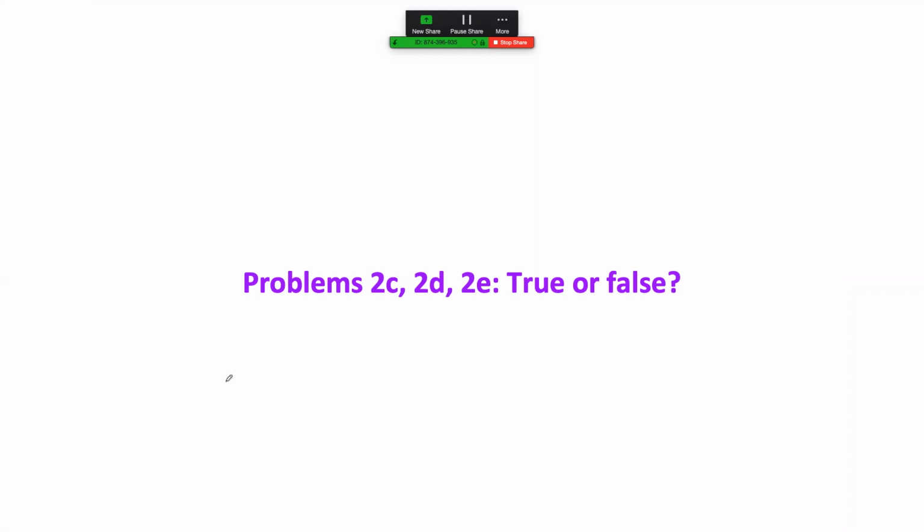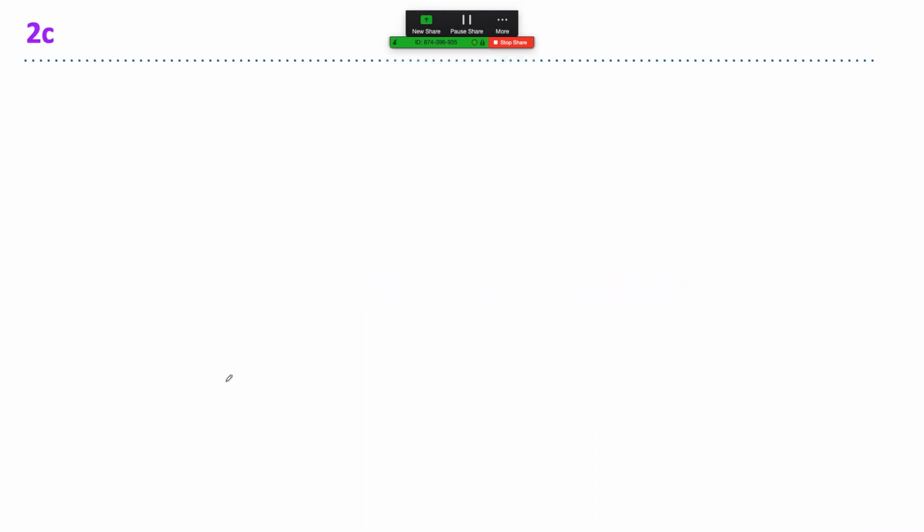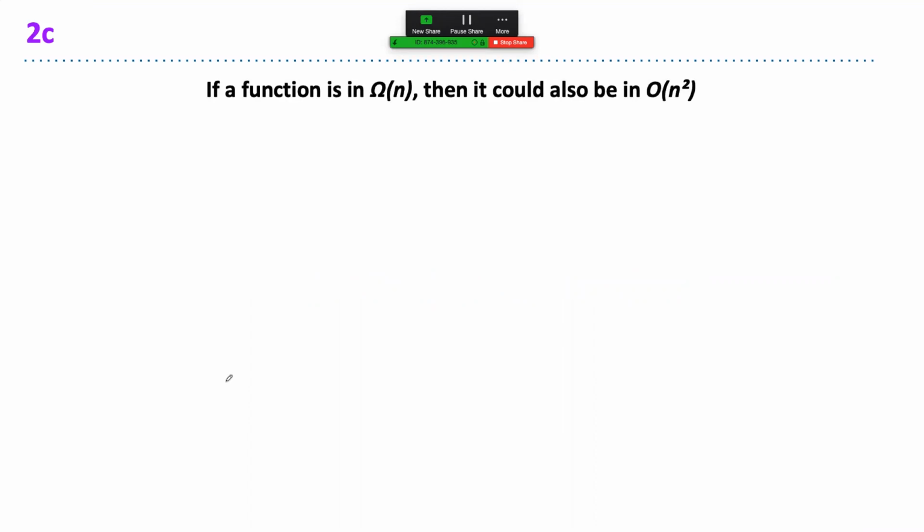Hello, everyone. All right, let's try solving problems 2C, 2D, and 2E, which are basically true or false questions on the definition of big O, big omega, and big theta. All right, so 2C asks: if a function is omega of n, then it could also be in O of n squared.